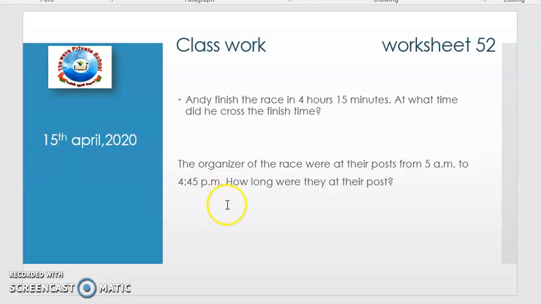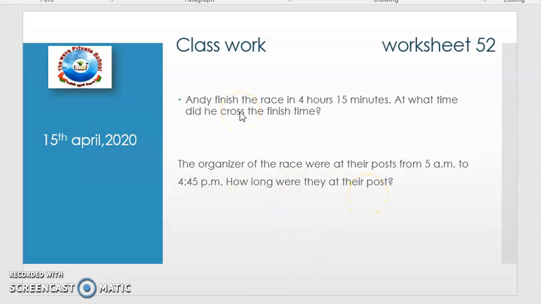Okay, so this work is for 5th April 2020. On this day you are able to finish this chapter and the remaining page of this worksheet, and then you are also able to start a new chapter. So first finish this, then we will start the new chapter.